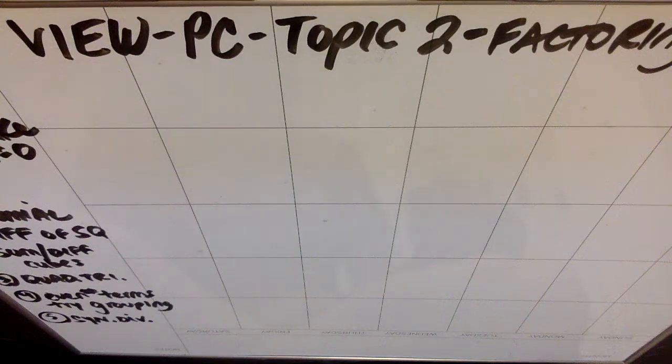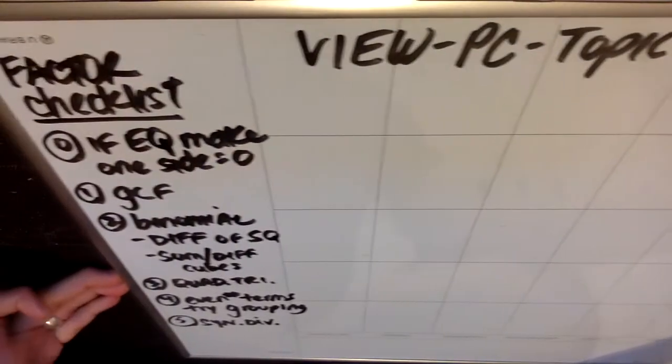Right, this is the VIEW program. We're doing pre-calculus and we're on topic 2, which is factoring. So when we talk about factoring, no matter how complicated problems get, we can essentially boil it down to 5 steps, sort of, kind of, quasi 6. So let's scroll over to my factoring checklist.